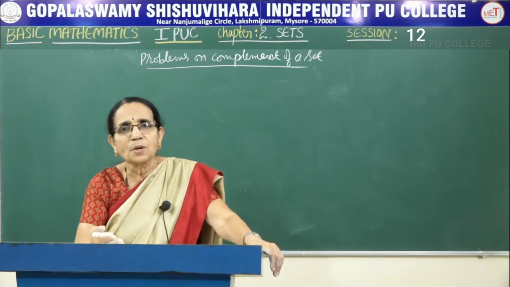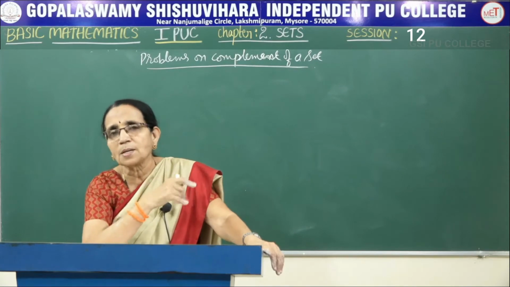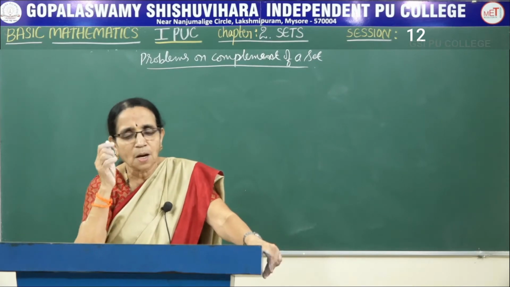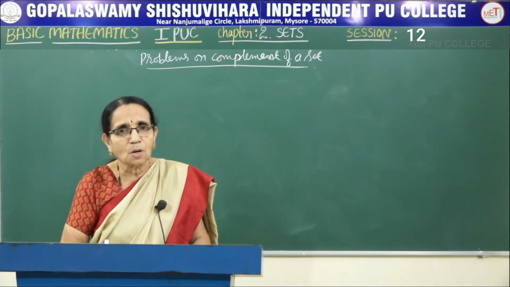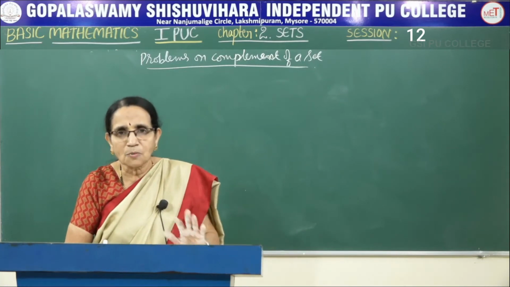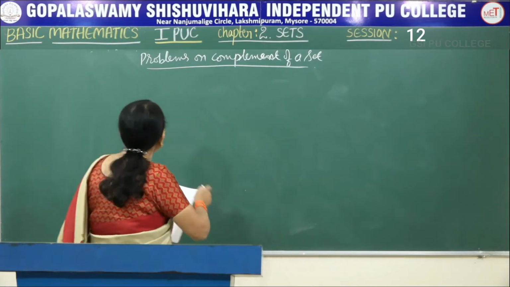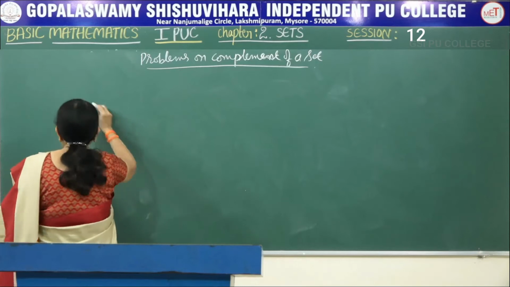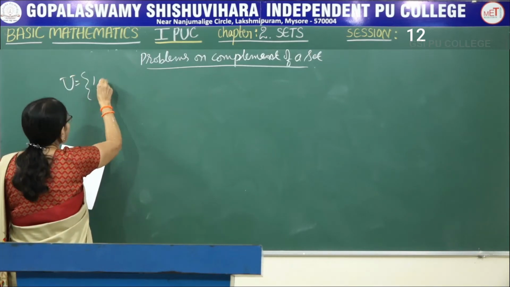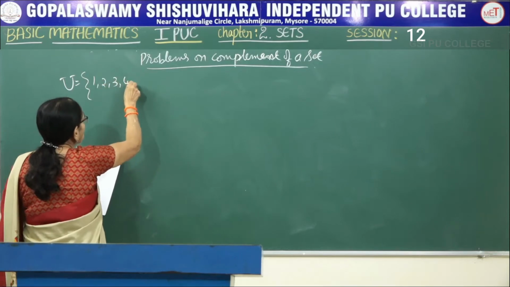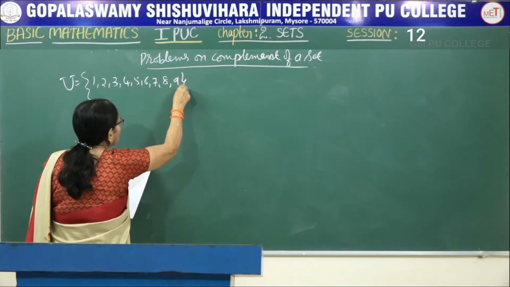Sometimes for a 1 mark question, a universal set would be given, and you will be asked to find the complement of a certain set. Now, we are going to work out some problems in which we make use of the properties, the definition, the knowledge of all those things. Now, first problem. Let the universal set U contain the elements 1, 2, 3, 4, 5, 6, 7, 8, 9.